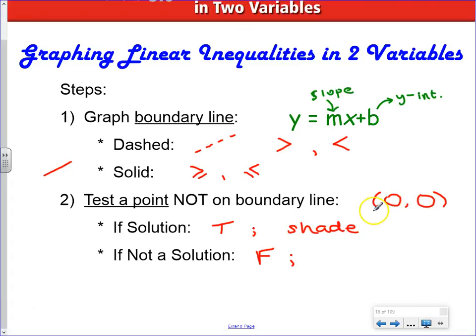Okay, shade. Is that cool? If we have true, we're shading. If we have false, we're not shading. And if we're not shading the false, then we're shading the other side, because if we have an inequality, it's one side or the other. Shading with what? Colored pencil, a highlighter. I guess with your pencil, it's kind of silly, but that's all right.